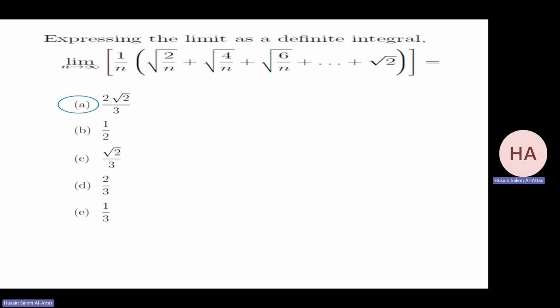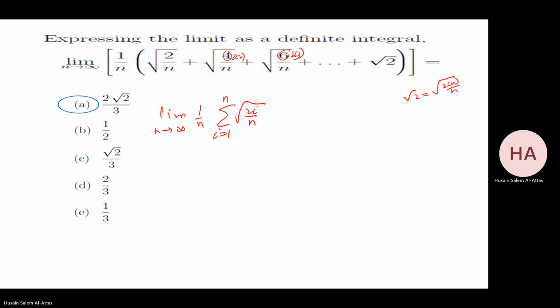Okay, I want to express the limit as a definite integral. I didn't have a sum, but we have the sum implicitly. If you notice, this is 2, this is 2 times 2, this is 2 times 3, and this is square root of 2, which you can think of as square root of 2n over n. So very clear, this is the limit as n goes to infinity of 1 over n, summation i equals 1 to n of square root of 2i over n. So now this will be my xi.